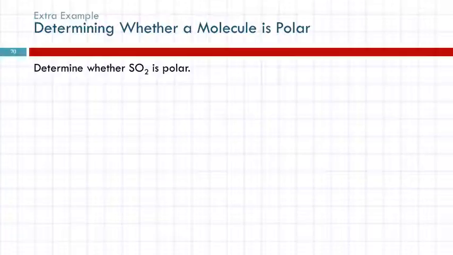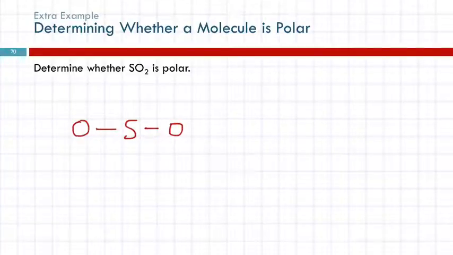SO2. You might be tempted to just guess on this one and say, oh, that's nonpolar. It's like CO2, right? You have to get the Lewis structure first. So when we do the Lewis structure, what happens? We have 18 valence electrons, 6 from each of these. I've got 2, 4, 6, 8, 10, 12, 14, 16, 18.